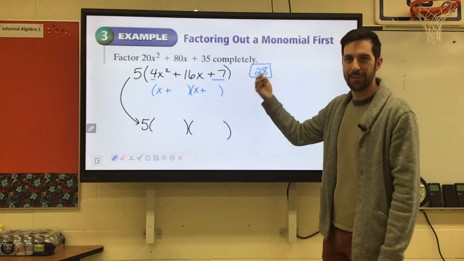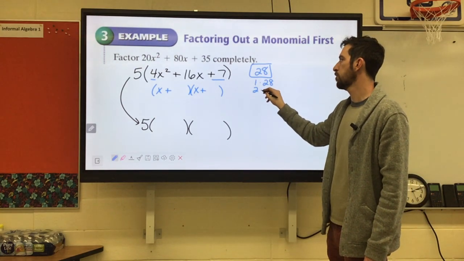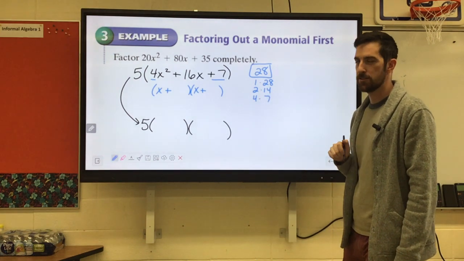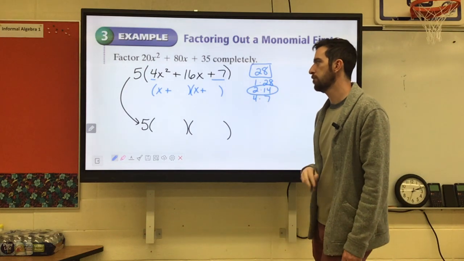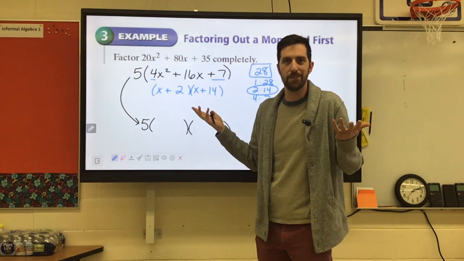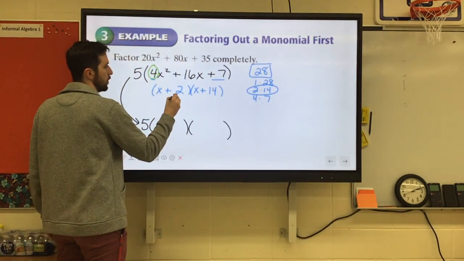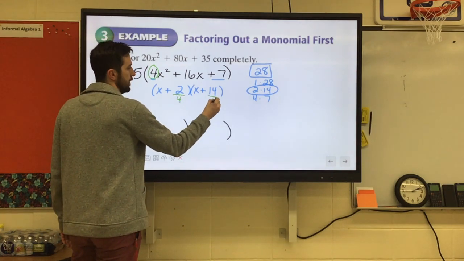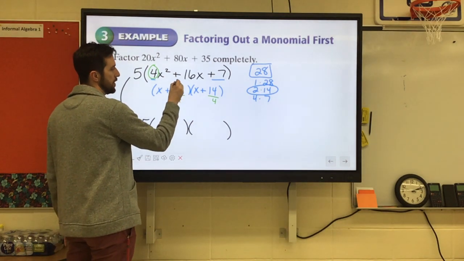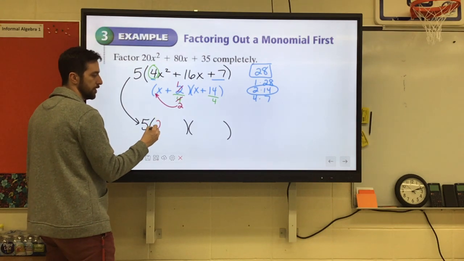We need a set that adds up to 16. So we have 1 and 28, we have 2 and 14, or we have 4 and 7. We need the set that gives us 16, boop, 2 and 14. Doesn't matter which one you write first, because they're both plus anyway. We're going to try to divide them by the number in front, the 4. Neither of these divide evenly, but they can both be simplified. 2 over 4, we know, is 1/2. The 2 will come to the front, 2x plus 1.